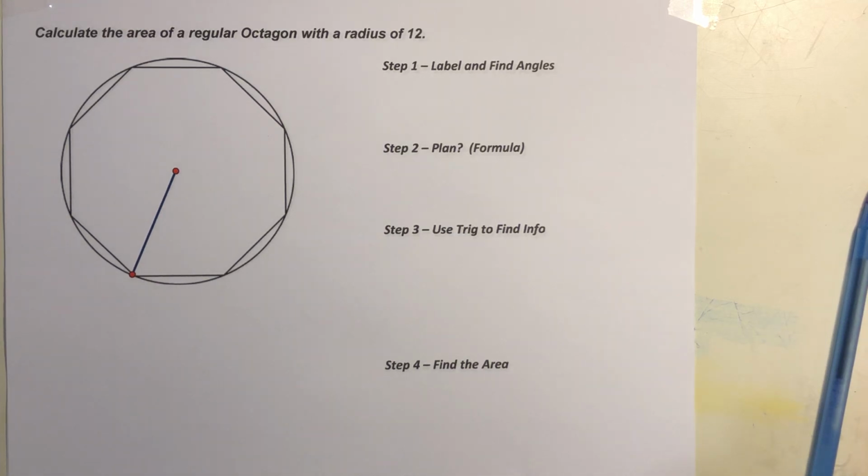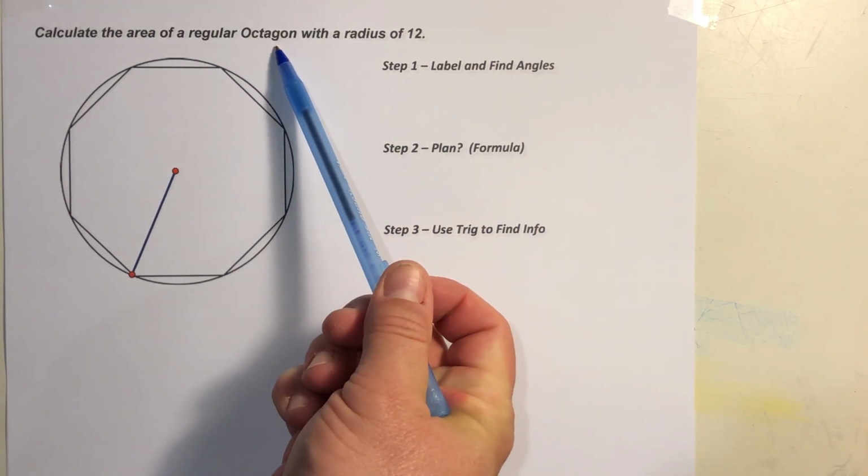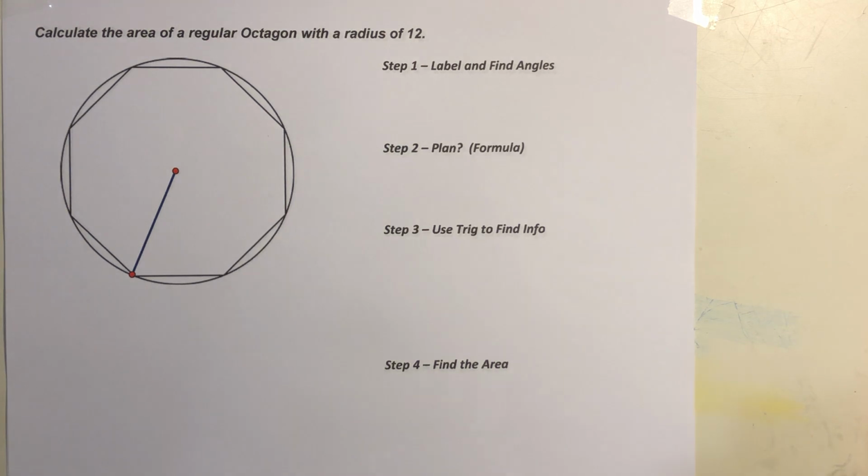Okay, we're back. Part 2 of 2. Ladies and gentlemen, again, same question as the one you're going to do, except yours is a decagon. This one happens to be an octagon with a radius of 12. I'm going to run through the steps that I just did in part 1 of these videos, but I'm going to move a little quicker because this is our second example.